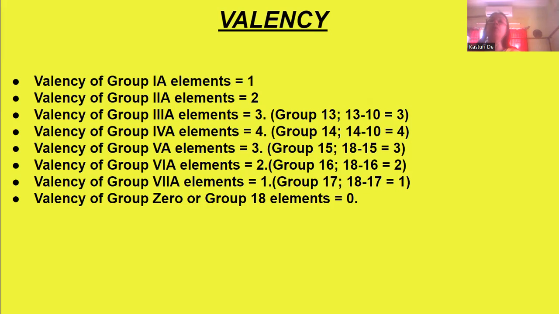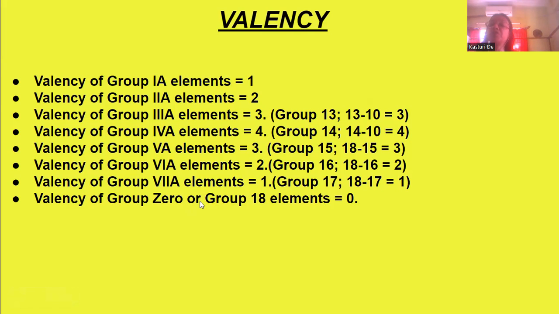Then group 6A, that is group 16. You can say these 1A, 2A, 3A are all subgroups. Actually, they belong to group number 1, group 2, group 3, group 4, group 5. So group 3A belongs to group 13, group 4A belongs to group 14, group 5A belongs to group 15, group 6A to group 16, group 7A to group 17, and there is a valency of group 0.